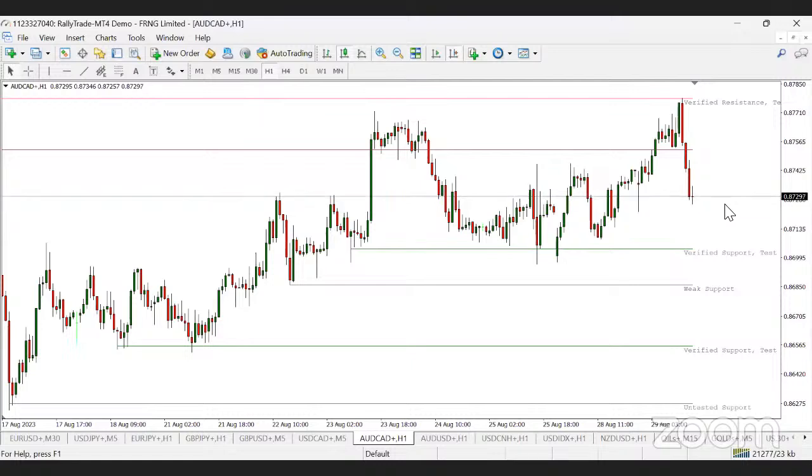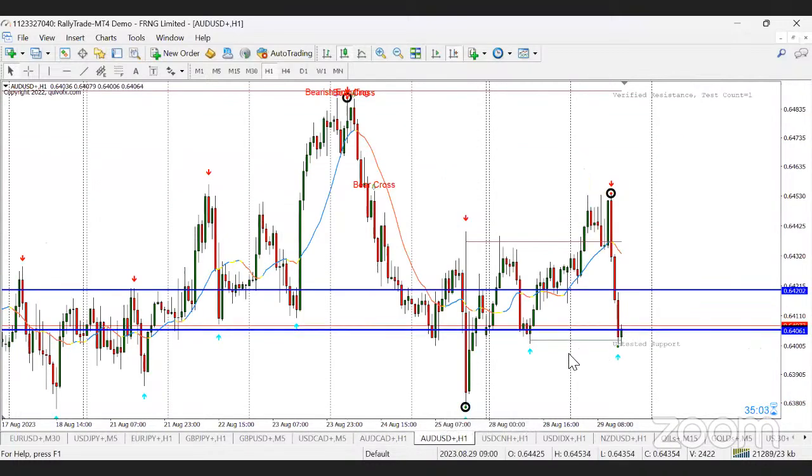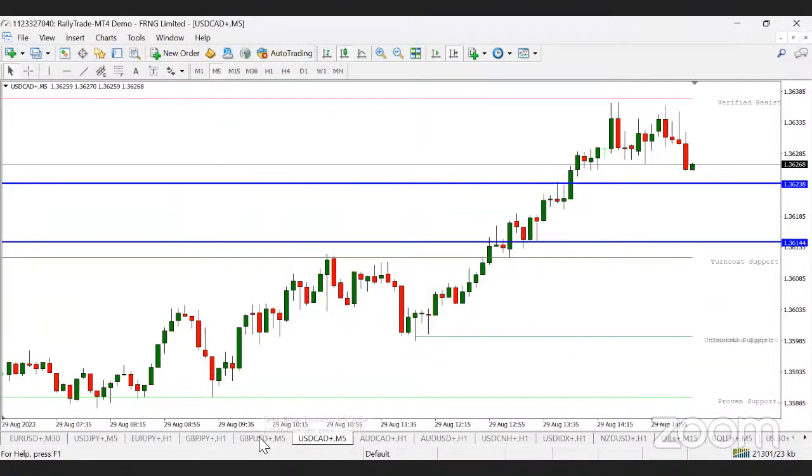I'm going to be selling this afternoon. Now, the reason is because of basically some of the news that came out. So AUD USD is a sell, and for AUD CAD too, I'm going to be selling it. I'll be selling both AUD USD and AUD CAD. All right, I hope you got that.